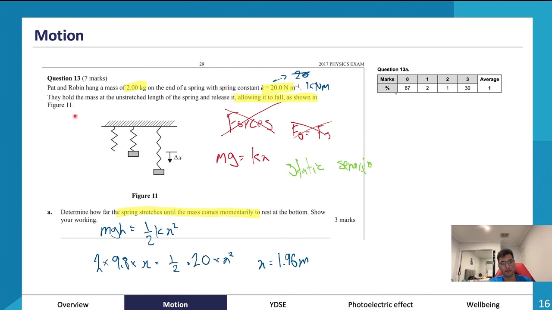Whereas in this case, we are allowing the mass to fall freely, and because it's allowed to fall, it's gaining kinetic energy. Because of this, we want to be equating the energies.